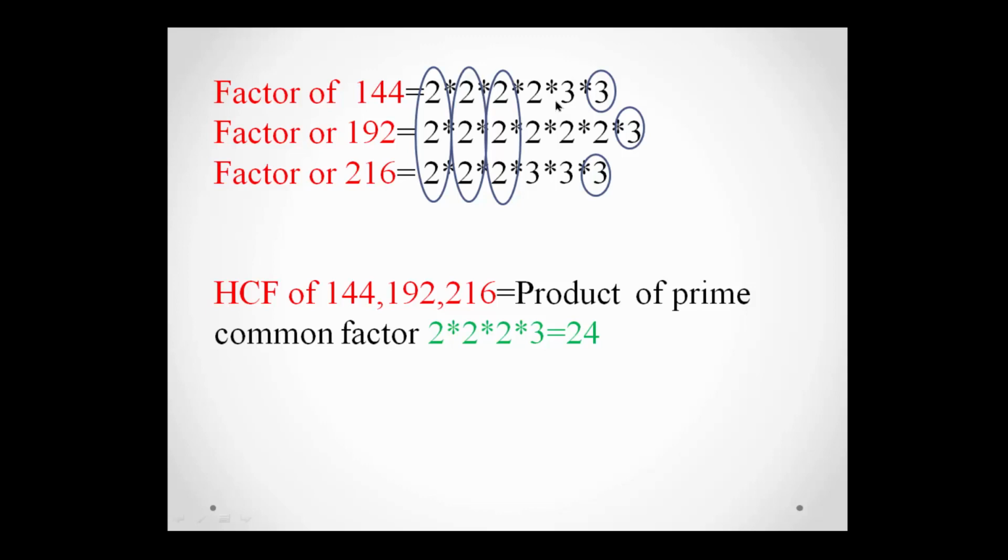2 is there in the factors of all the three numbers. 2, 2, 2 and 3. 2 is there 3 times and 3 is there 1 time. So we will find the product of these common factors. 2 multiply 2 multiply 2 multiply 3 is 24.